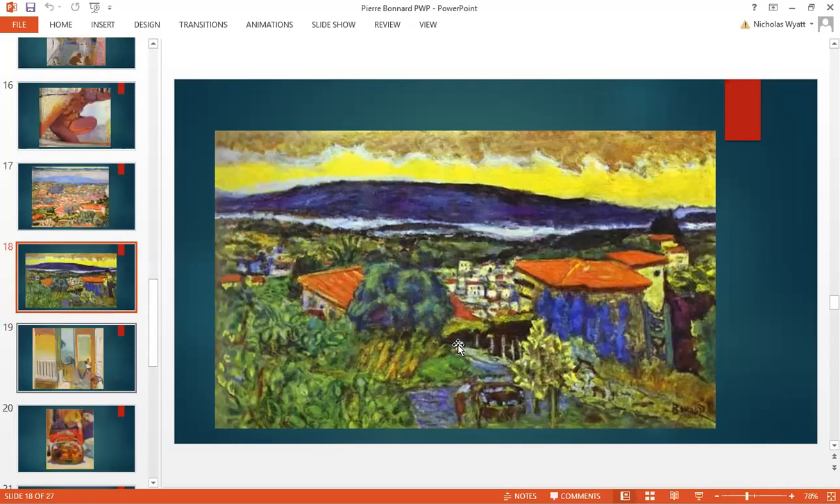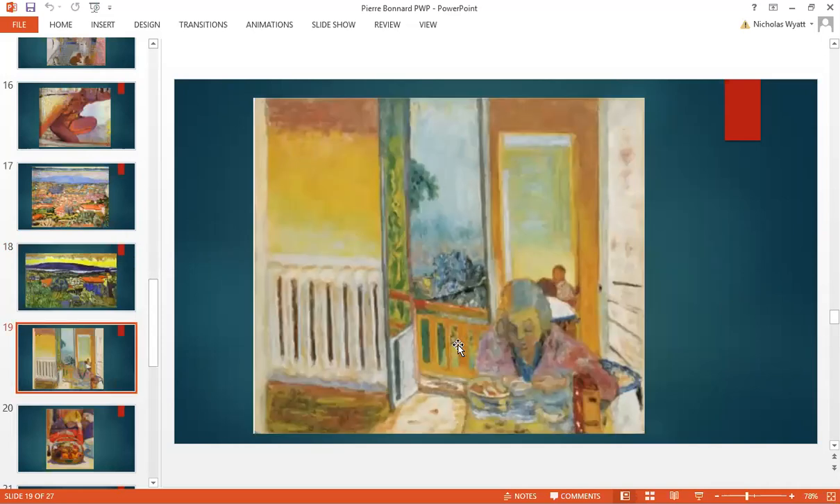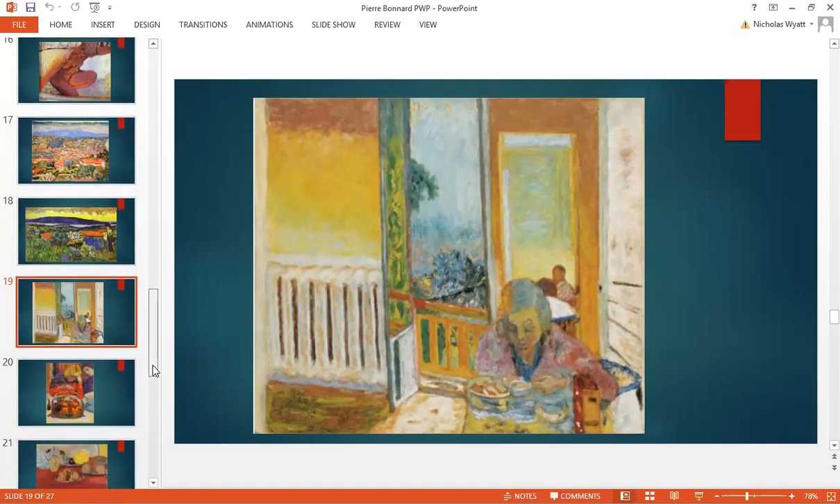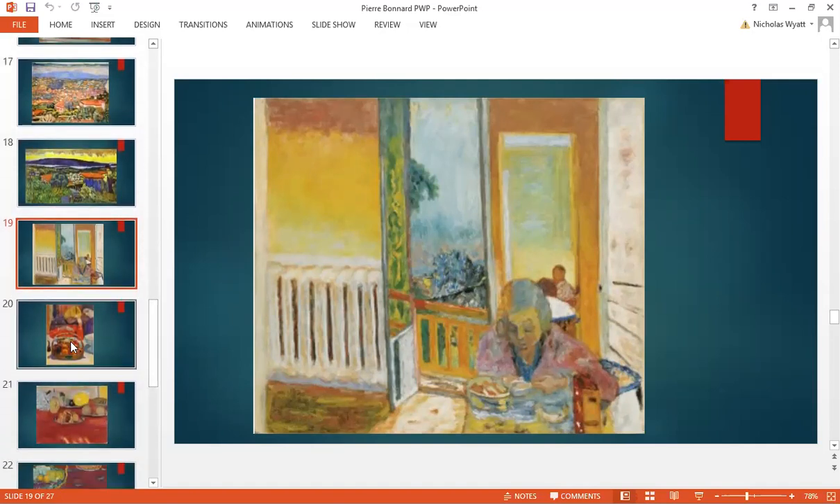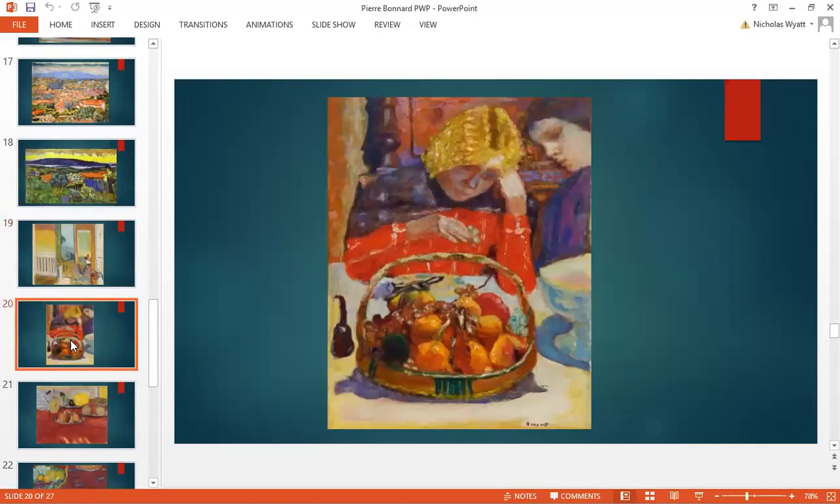He did paintings of interiors. This may still be Vernon, actually, but again, very tonal equivalence throughout, very little tonal difference in this, but it's all done through colour, the relationships of colour. And we're going to start to really look at some still lifes now, which is really where he gets very, very rich with the colour.